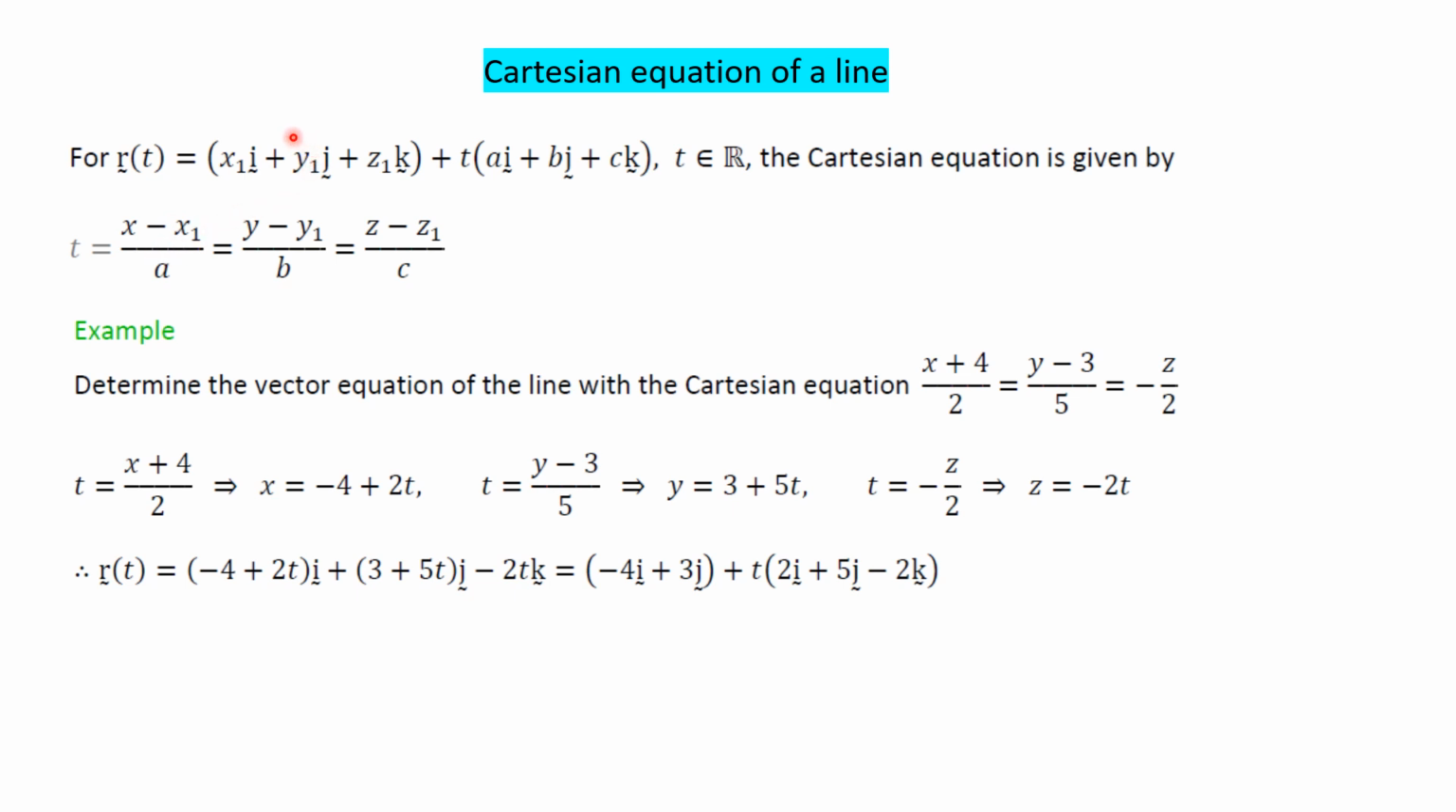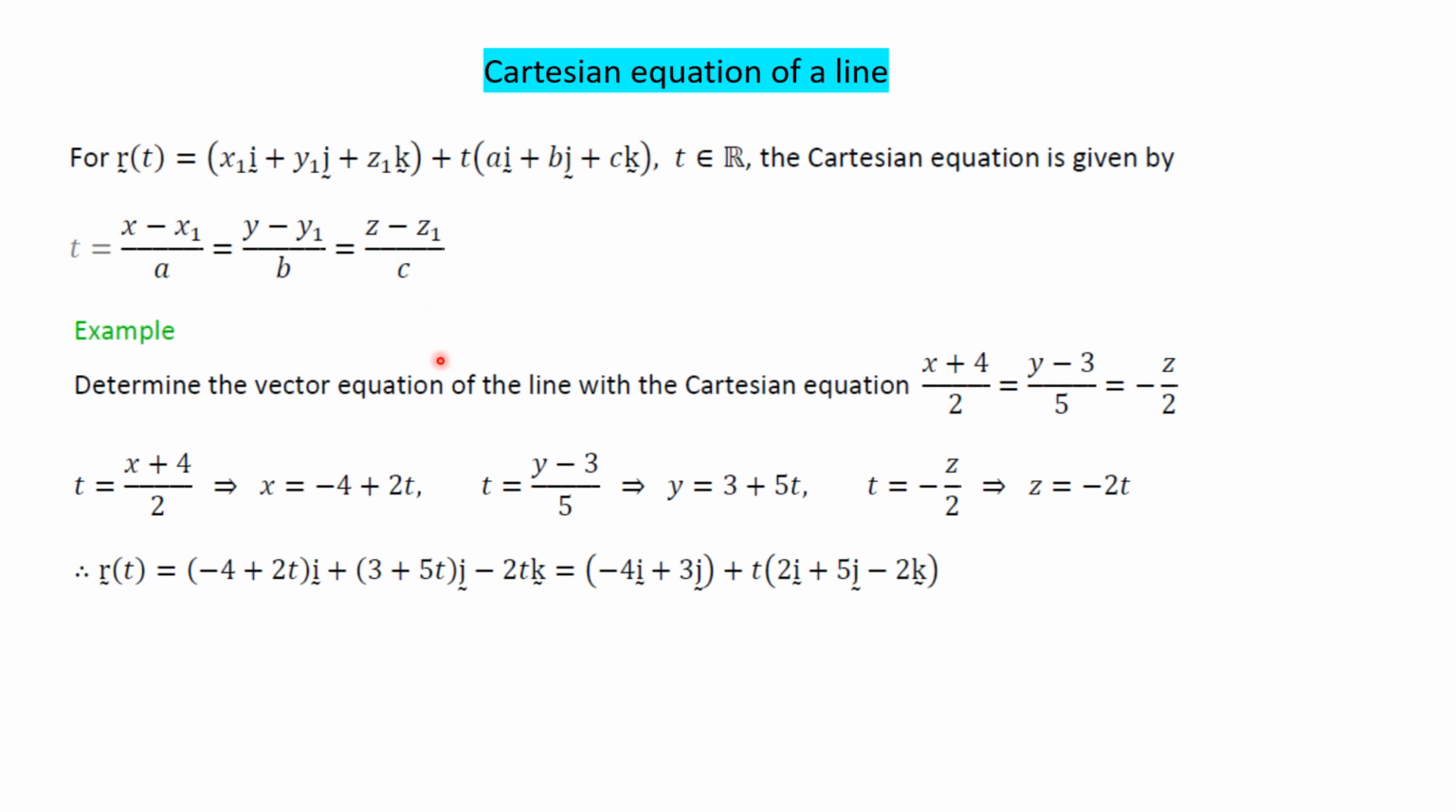Similarly, y would be y1 plus bt. Rearrange that, you will get t is equal to y minus y1 over b. And lastly, the z component would be z1 plus ct. Rearrange that again. So now you've got t is equal to z minus z1 over c. So this one is called the Cartesian equation.